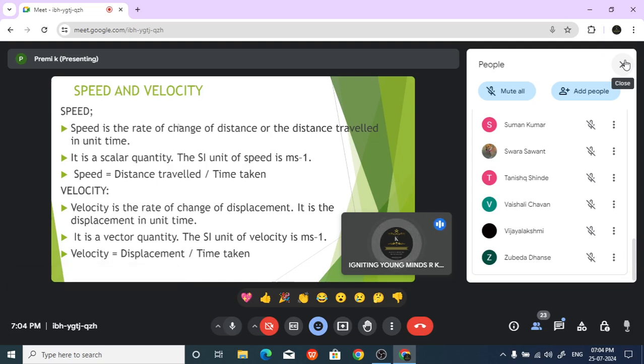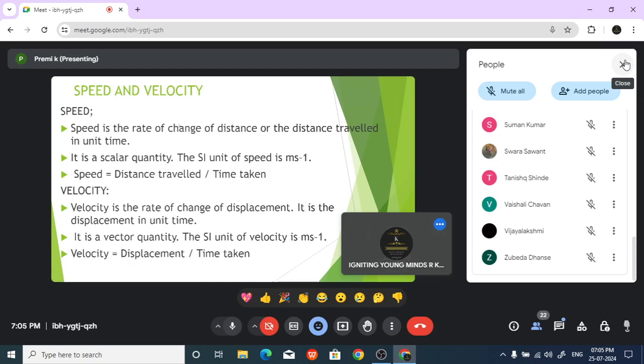Here I want to add one thing. Speed is given in meter per second. Sometimes it is given in kilometer per hour also. When we talk about a train's movement, we always say the speed of the train is 36 kilometer per hour. So how do we convert kilometer per hour into meter per second? Can anybody tell? Sir, multiply by 5 by 18. Okay, you multiply kilometer per hour by 5 by 18, that will give meter per second.